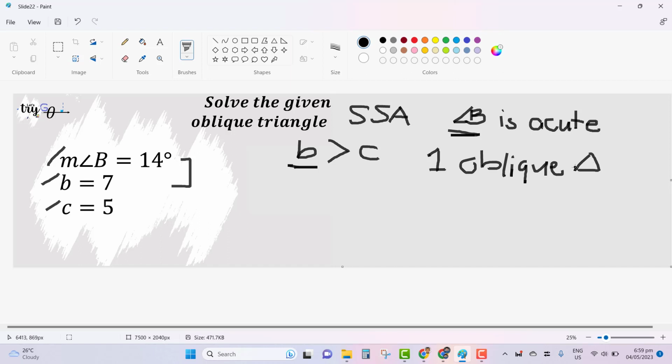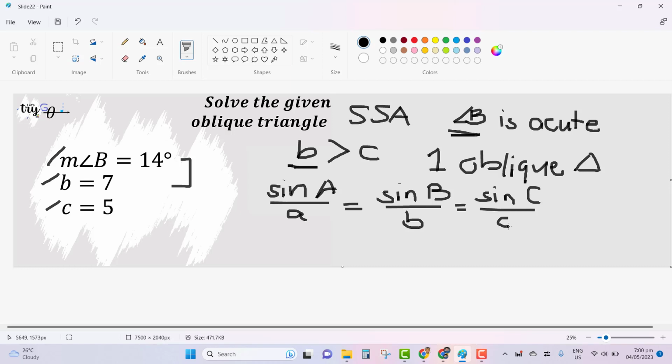If the measurement of the given angle is acute and B is greater than C, there is only one triangle. But if B is less than C, there can be 2, 1, or 0 depending on the situation. Because of what is given, we are now sure that there's only one oblique triangle. And for this, we are going to use the law of sines, which involves the ratio of a specific angle to its opposite side. So without constructing our triangle, we can actually solve for the unknown measurements of the given oblique triangle.